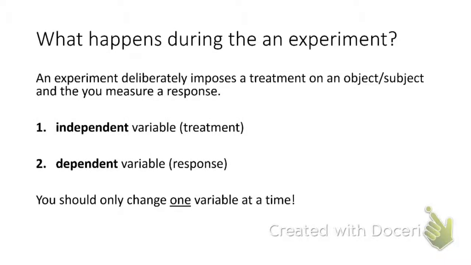Now, usually what happens during an experiment is that you deliberately impose a treatment on something. That can be a subject, or it can be some object or some reaction, and then you measure a response. And you may have come across the terms independent and dependent variable. The treatment is the independent variable because this is what you decide, and then you measure the response, the dependent variable.